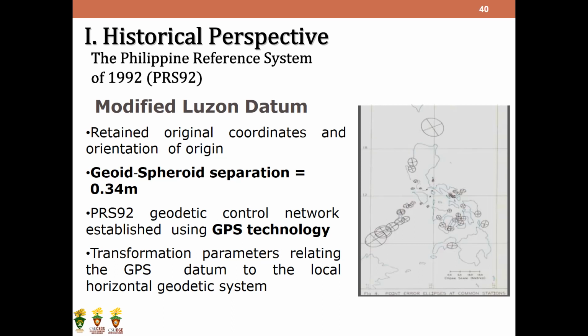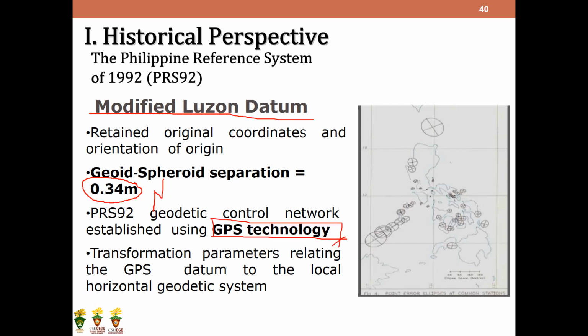So again, the Philippine Reference System of 1992 was the modified version of Luzon Datum, and it retained the original coordinates and orientation of origin. What changed is the geoid-spheroid separation. In Luzon Datum it is 0, while in PRS 92 it is 0.34. The PRS 92 Geodetic Control Network was established using GPS technology. GPS na ang gigamit sa pag-establish.